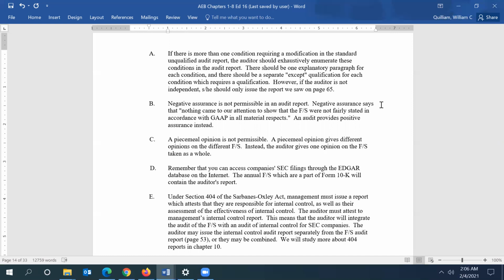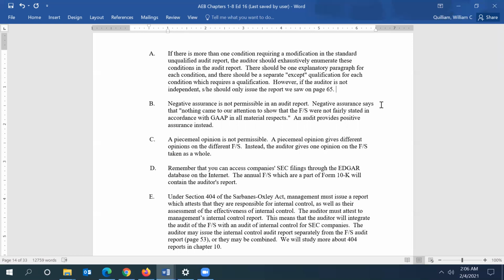Negative assurance says that nothing came to our attention to show that the financial statements were not fairly stated in accordance with GAAP in all material respects. So it just means we happen to find nothing. It's not very far-reaching. But an audit provides positive assurance instead. We give an audit opinion. In our opinion, we believe the client's financial statements are fairly stated in accordance with GAAP. So positive assurance is, shall we say, much more useful, much more valuable than negative assurance.